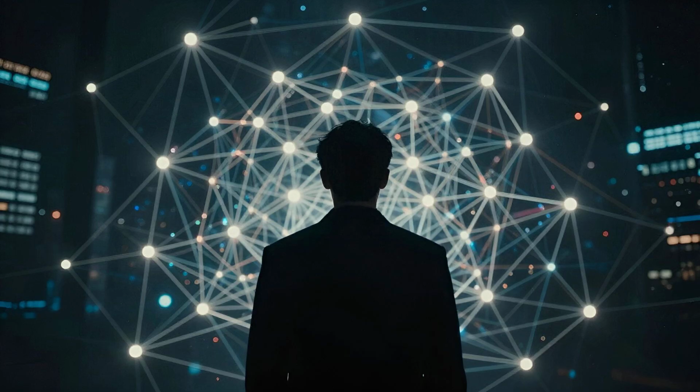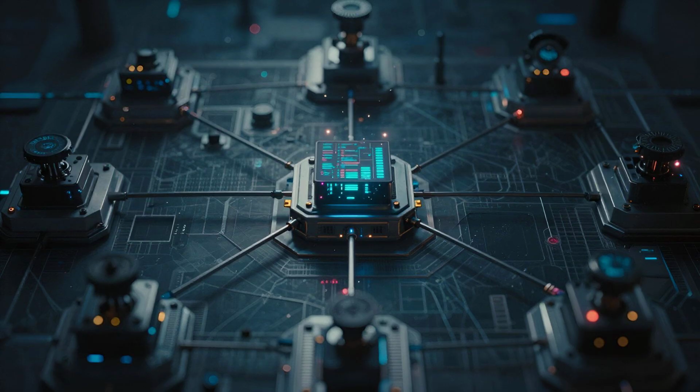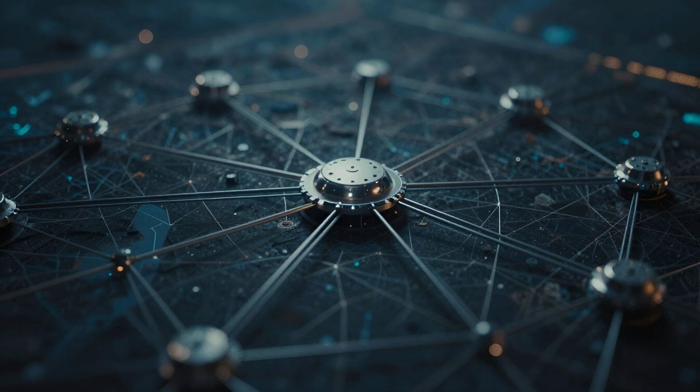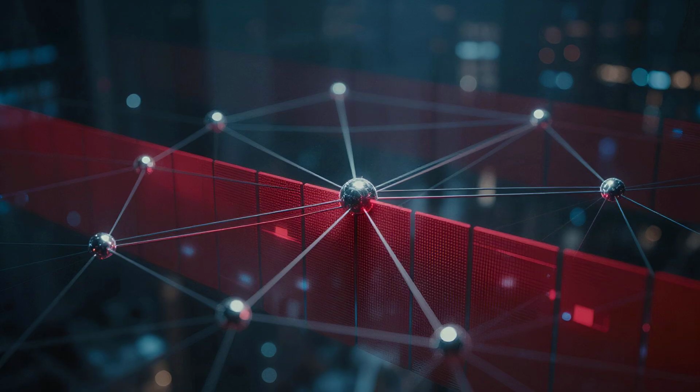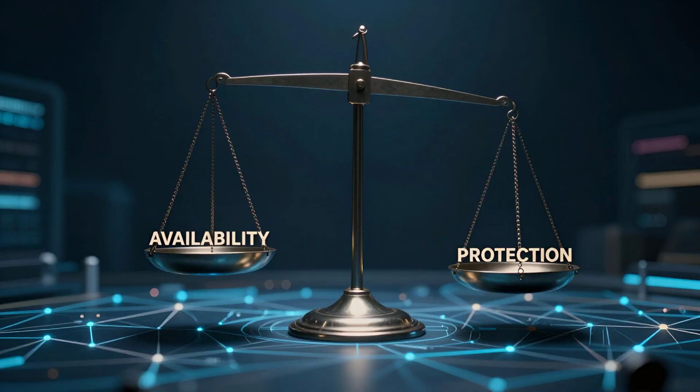Failure modes describe how systems behave when something goes wrong. Fail open allows traffic to continue during a failure to maintain availability, while fail closed blocks traffic to prioritize security, and the choice depends on whether availability or protection is more critical.